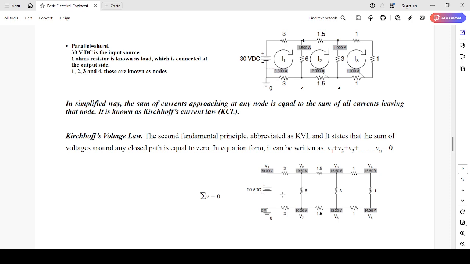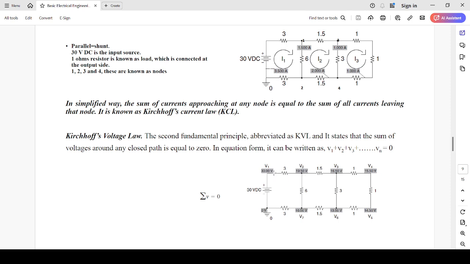So I mean to say that Kirchhoff's voltage law, when applied to loop number 1, will be calculated as 30 volt minus the voltage drop across the 3 ohm resistor, minus the voltage drop across the 6 ohm resistor, minus the voltage drop across the 3 ohm resistor, is equal to 0.